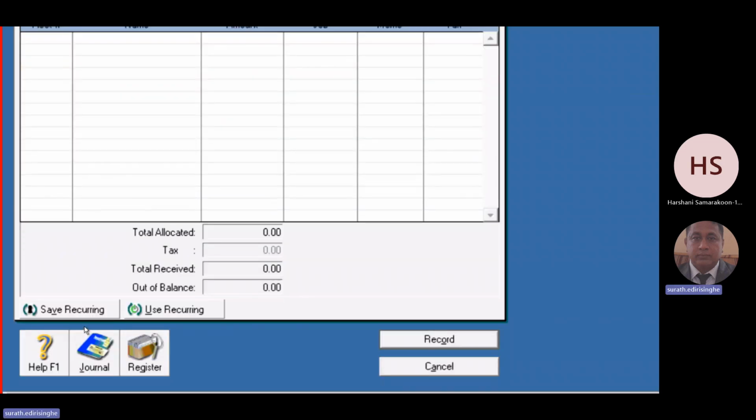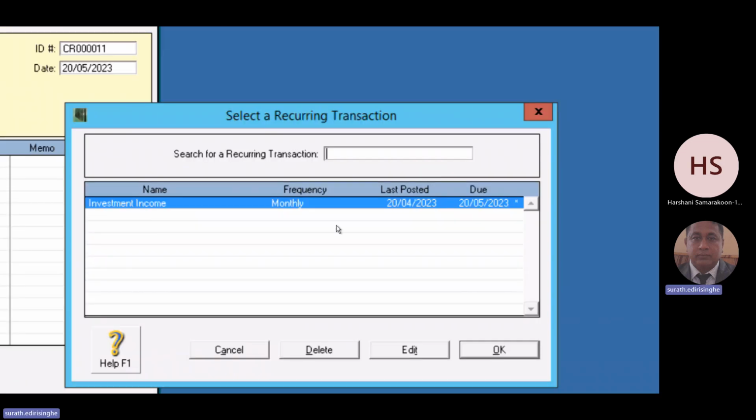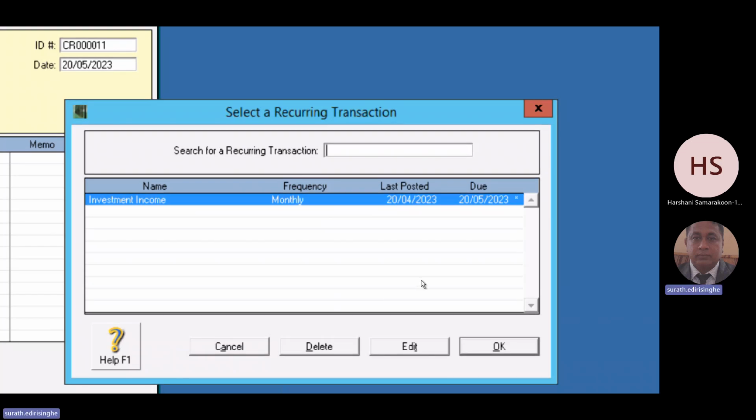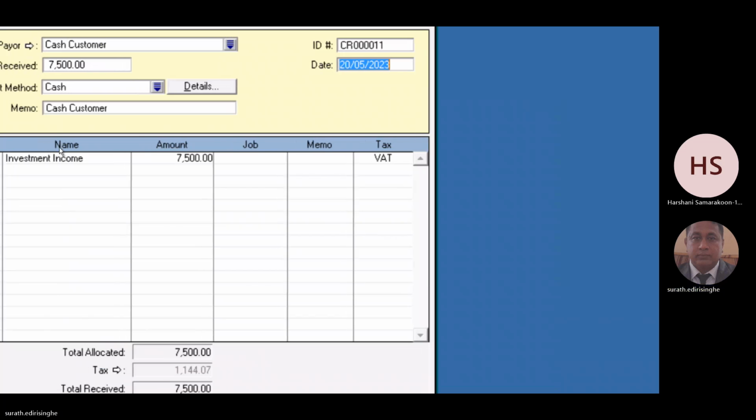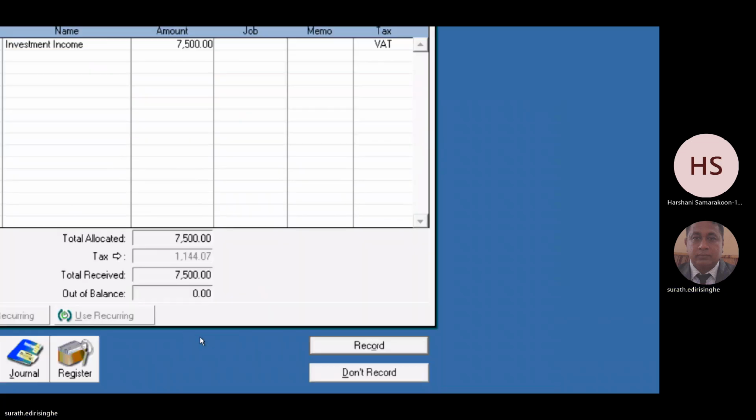Now click on use recurrent. Now a recurrent is there. Investment income. Clear? Investment income. Then use this investment income. You can edit, you can delete, you can cancel, whatever the options are available. Then okay. Take on to next month. Next 20th. Then record. Automatically it takes on your received. Record.